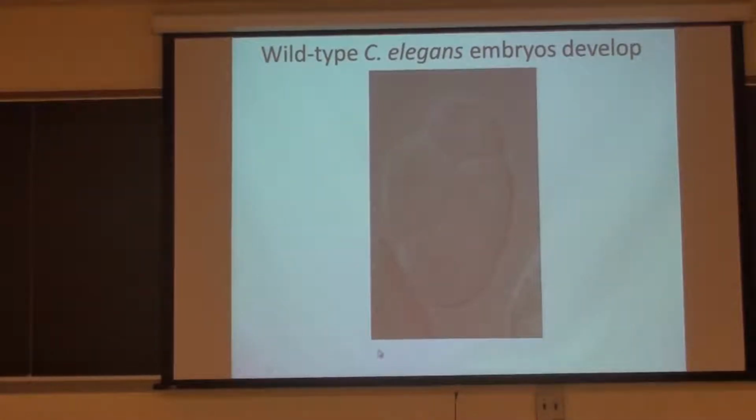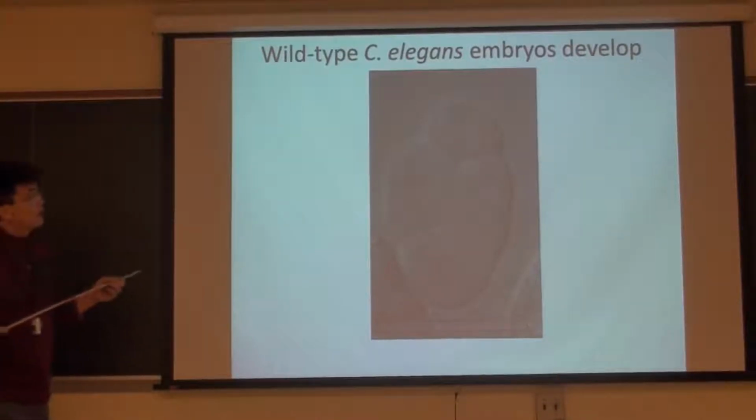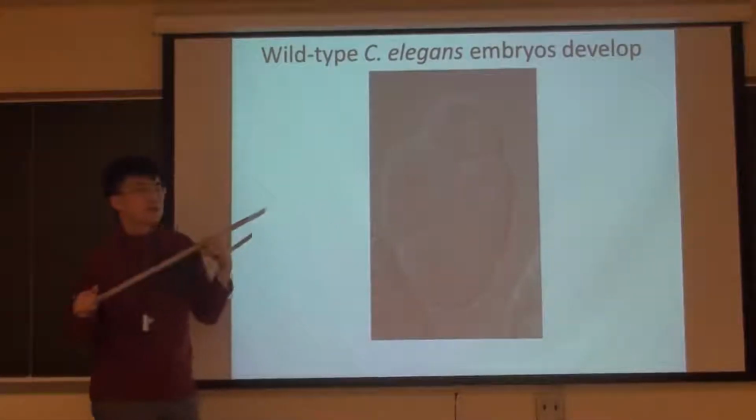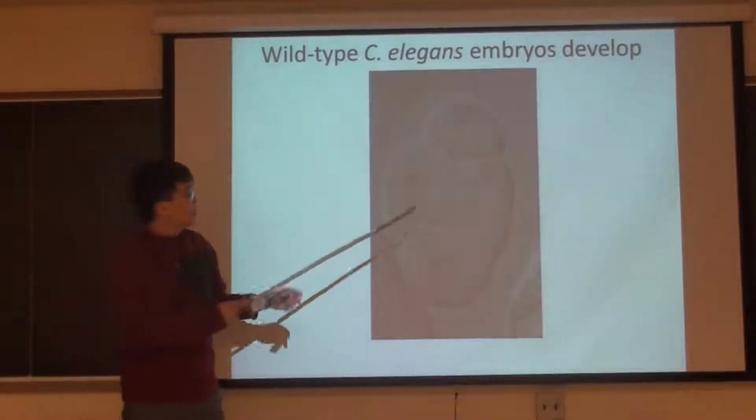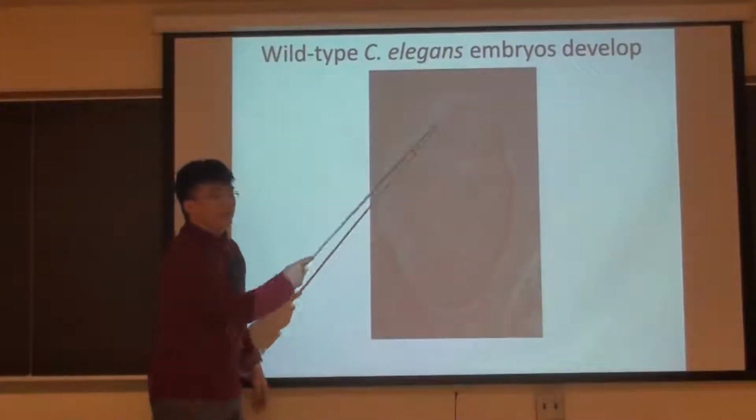So I have a movie of a C. elegans embryo developing. How many cells do you see here? Four. You see nuclei here, 3, 4.